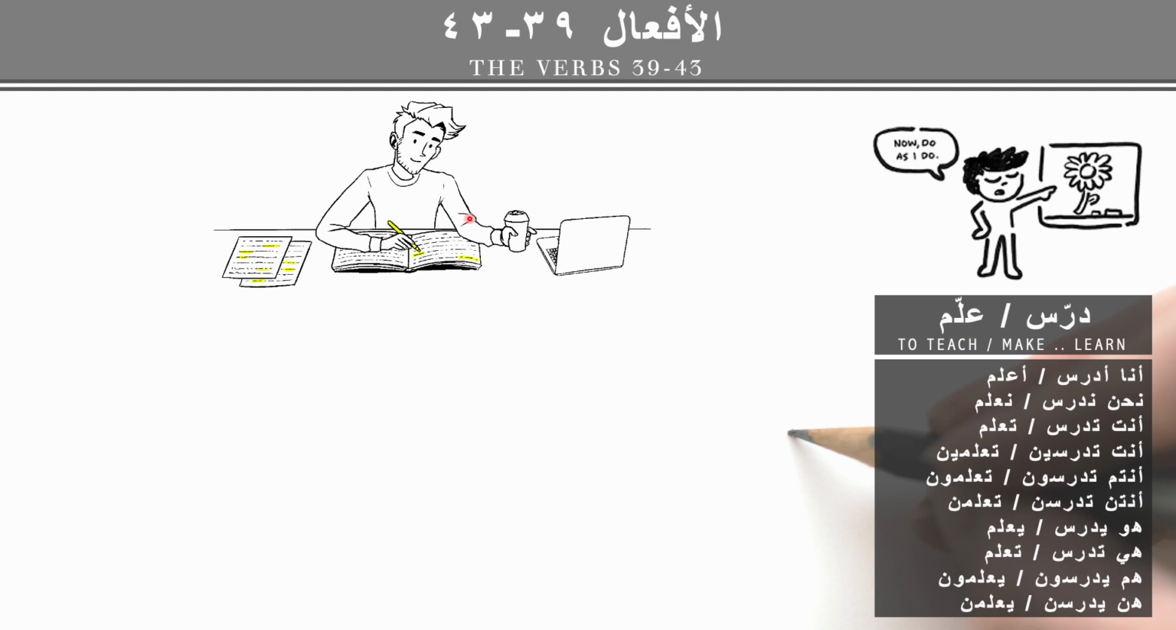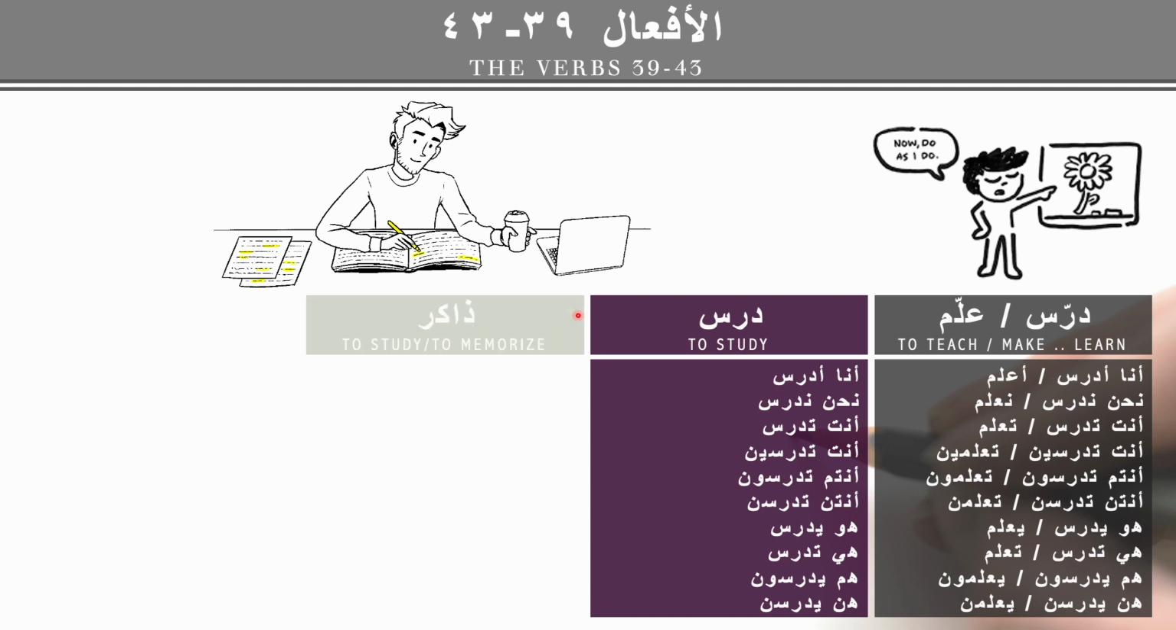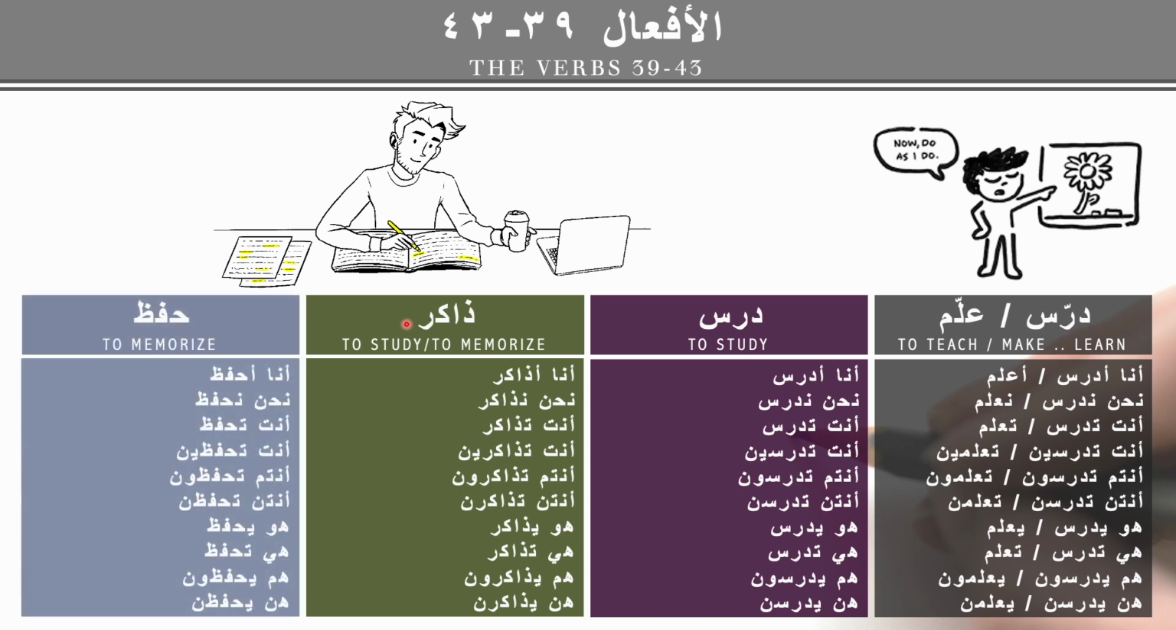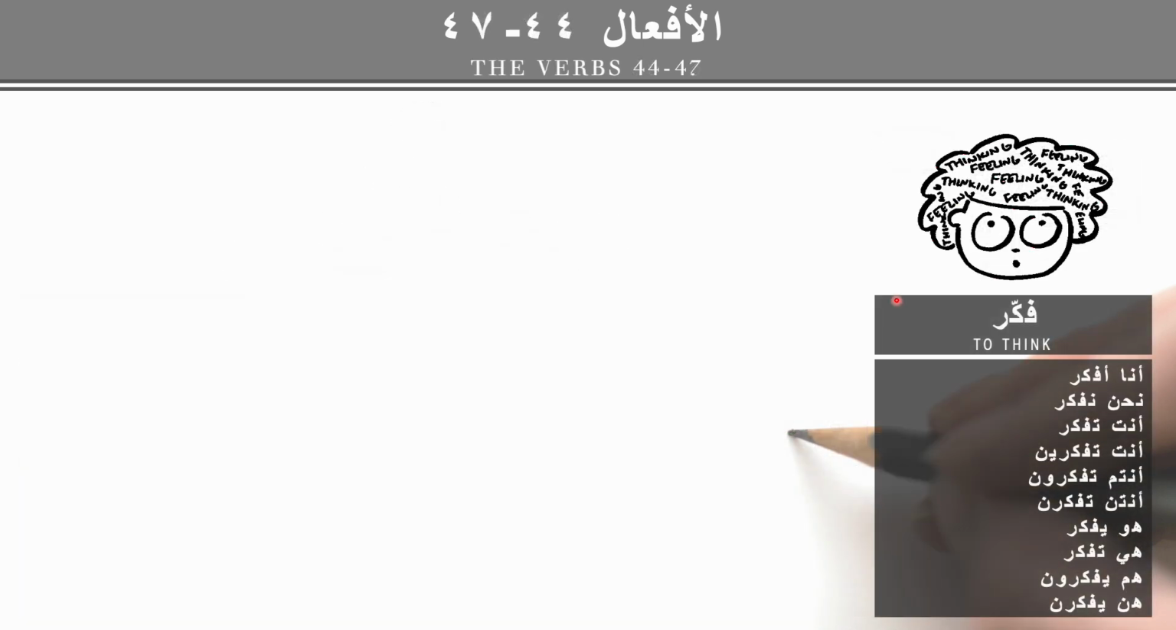Okay, now what about to study? In Arabic, there are different ways to say to study depending on the study style. To just study generally is darasa. To study hard, especially when it includes memorizing and analysis, we say ذاكر. When it is just memorizing, studying by memorizing, it is حفظ. Yeah, let's move to the next one. The verb here is to think. To think, فكر. It's an active action, okay?